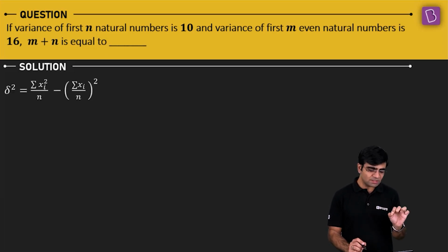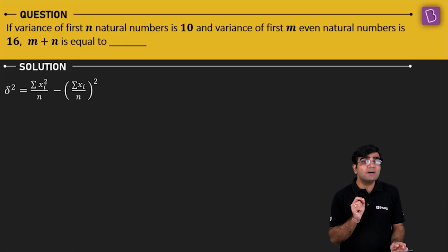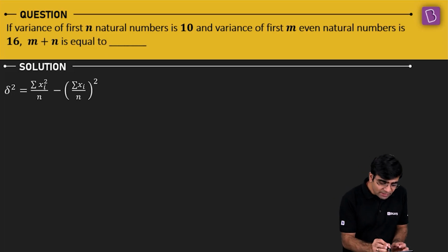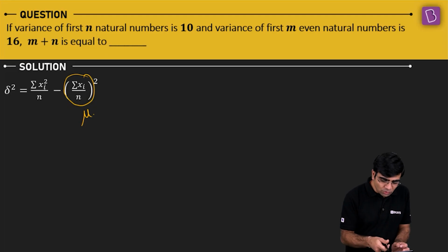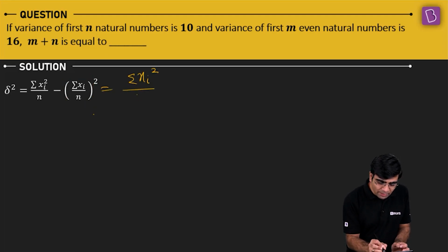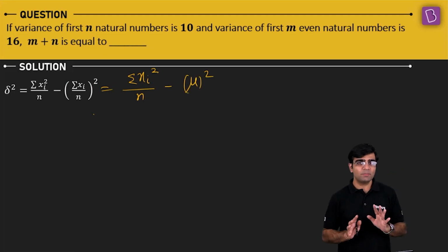Can you see that symbol over there, the smaller delta? That is called variance. So delta square is equal to sigma xi square by n, where n is the total number of observations, minus (sigma xi by n) the whole square. This quantity inside the bracket is nothing but the mean, mu. So you can also write this formula as sigma xi square by n minus mu square. Are you getting my point, what I'm trying to say here?